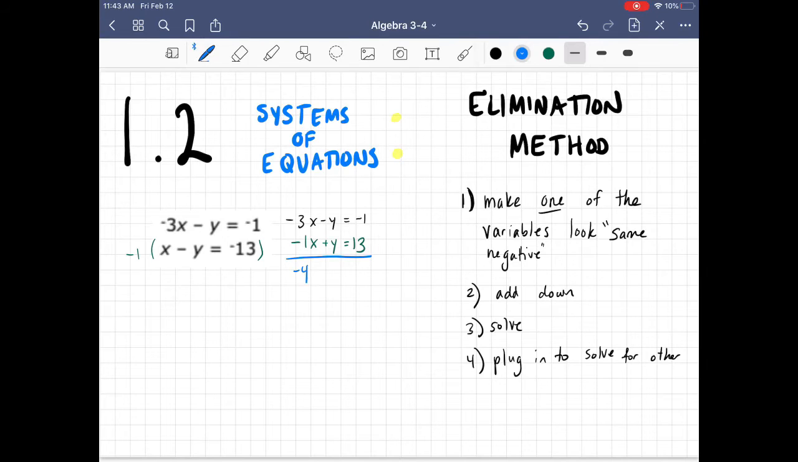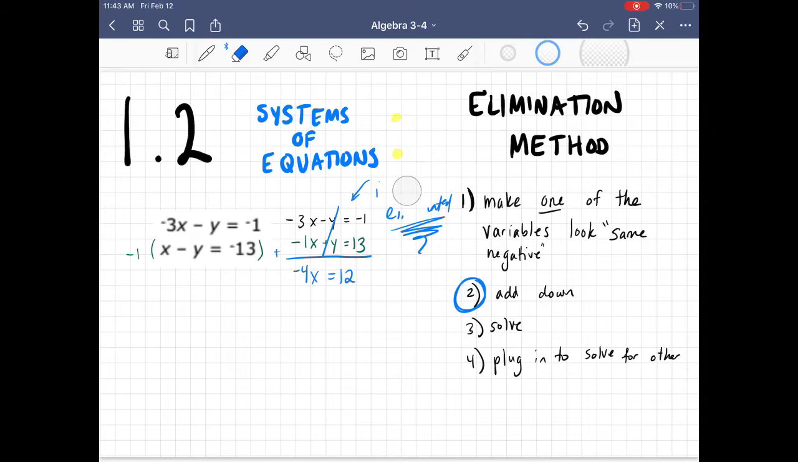So now we're on to step 2. We're going to add down. So -3x minus 1x is -4x. The y's are eliminated, and then we have 12 plus -1 is 13 plus -1 is 12. So as you can see, the y was eliminated, which is what we wanted. That was the goal. That's why we made one of them positive, and that's why we made the other one negative. That's why step 1 is important.